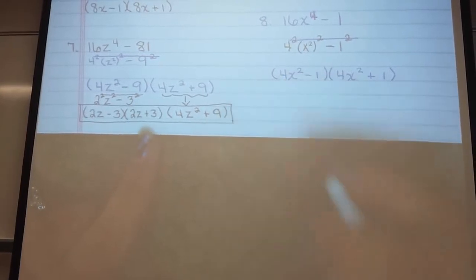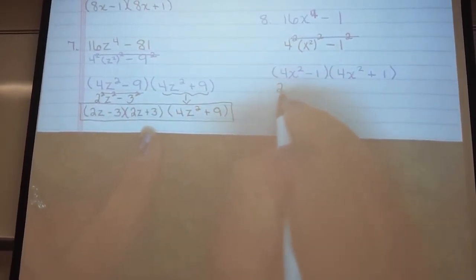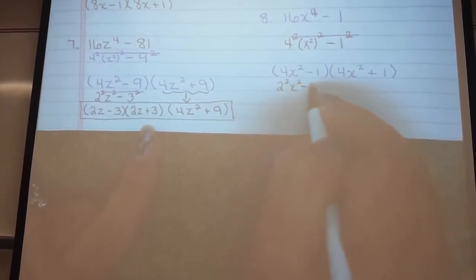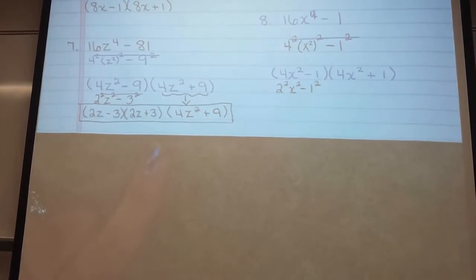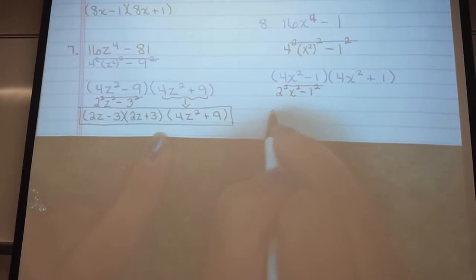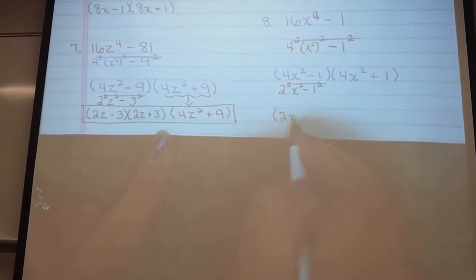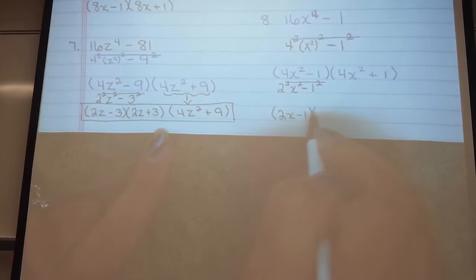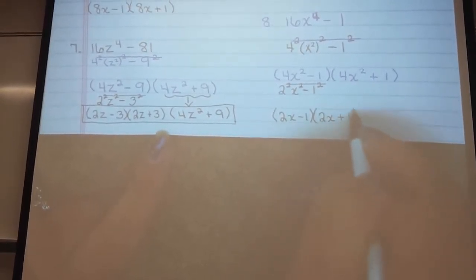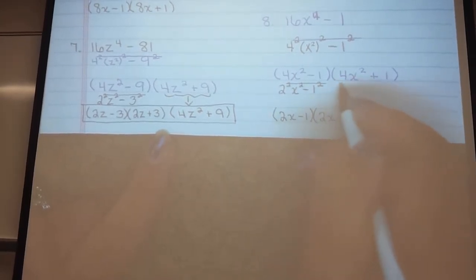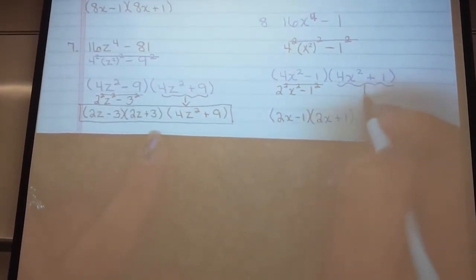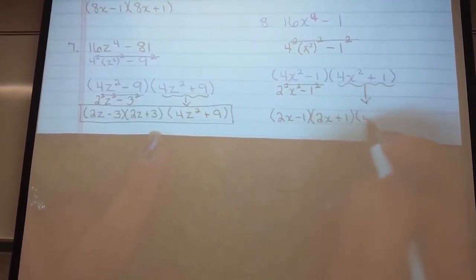How could you rewrite the 4? 2 squared. X squared. And again, how do you rewrite 1? 1 squared. So the squares are gone, and you're left with 2x minus 1. But you always have to have its conjugate, which is 2x plus 1. And then this one, because we didn't do anything with it, you can't because of why again? The plus sign, so it just comes down next to the other two.